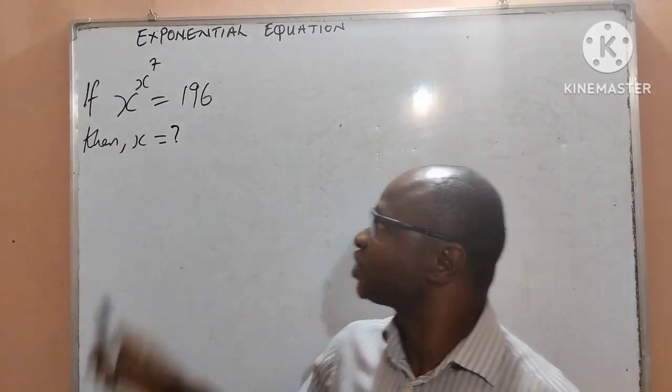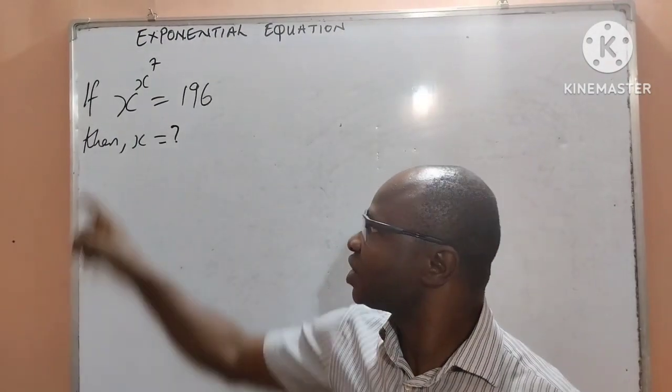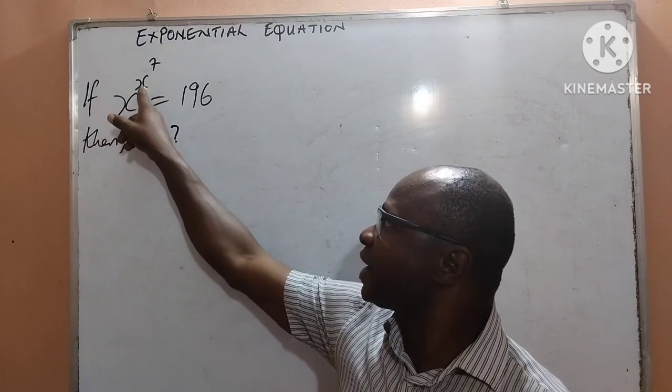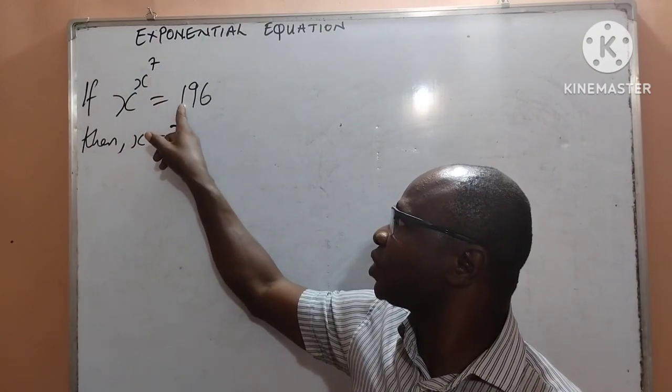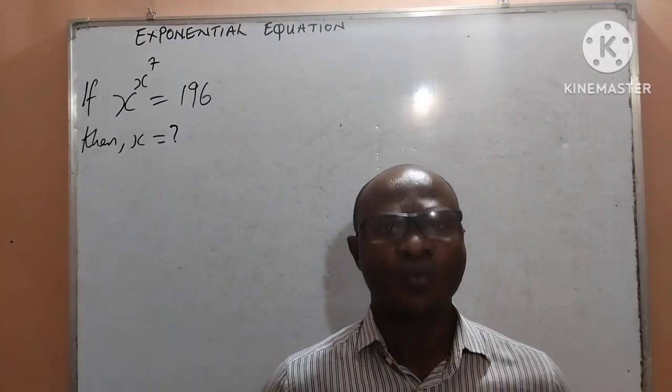In today's class we shall be solving an exponential equation, and the question is given to us to solve: if x raised to the power x raised to the power 7 is equal to 196, then x should be equal to what?